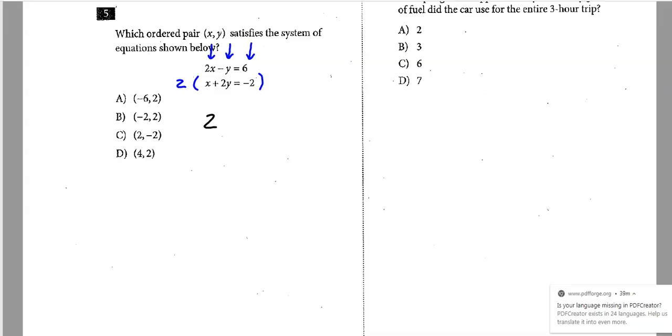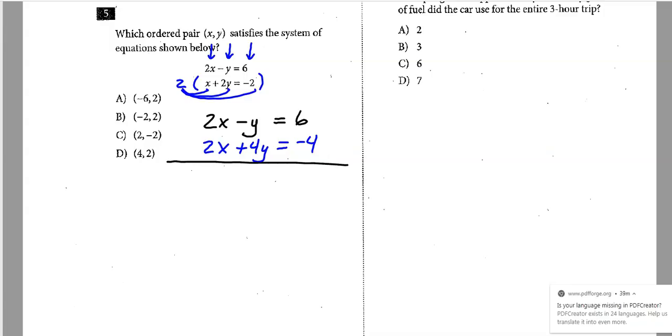So my top row I'm not going to change: 2x minus y equals 6. My bottom row, I'm going to basically distribute that 2 all the way across. So I have 2x plus 4y equals negative 4. And now what I can do is, it's my choice to either add or subtract. I'm going to subtract because I want to eliminate the x's. So 2x minus 2x disappears.